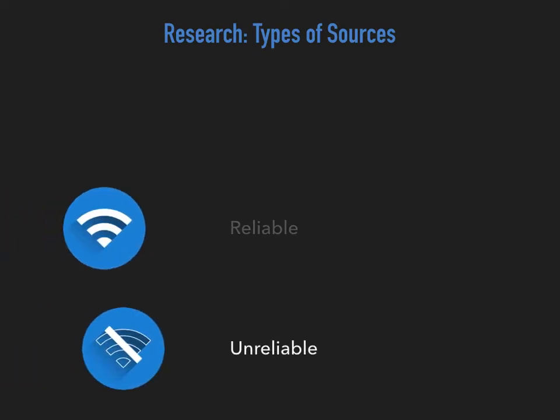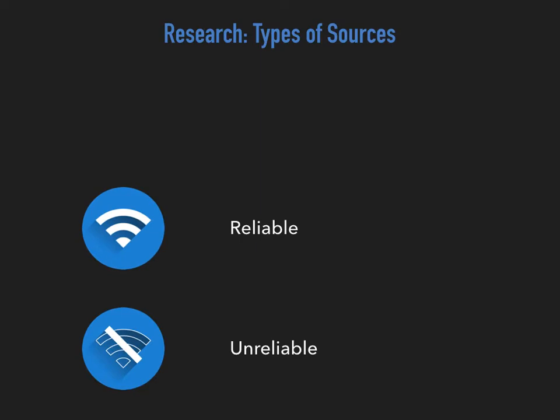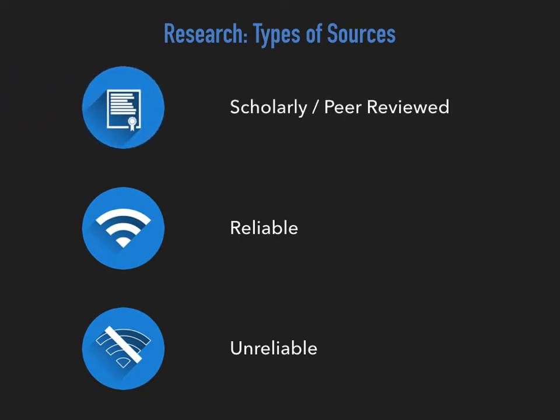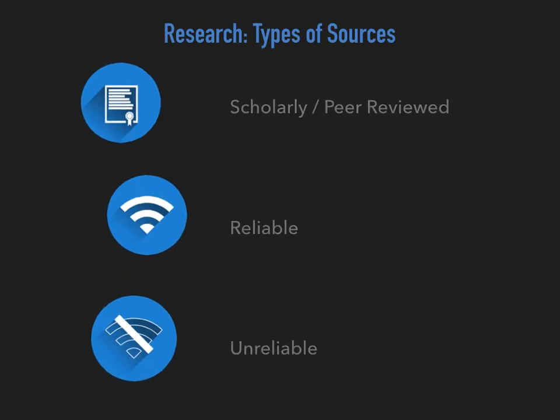When researching, there are three categories or degrees of sources that we may find. There are unreliable sources, reliable sources, and scholarly or peer-reviewed sources. As you can see, these sources are arranged from worst at the bottom to best at the top. Let's discuss each of these levels, beginning with unreliable sources.